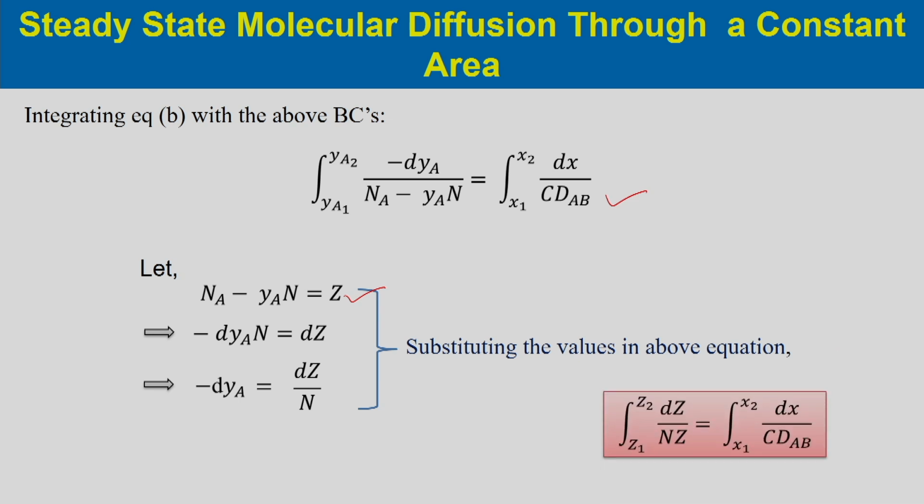So, substituting the values in the above equation, since NA minus yA N is Z, and minus dyA is substituted by dZ by N, it becomes the integral from Z1 to Z2 of dZ by (N Z) is equal to the integral from x1 to x2 of dx by C DAB.